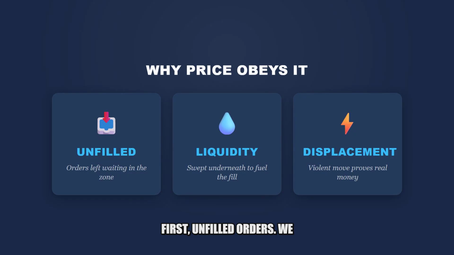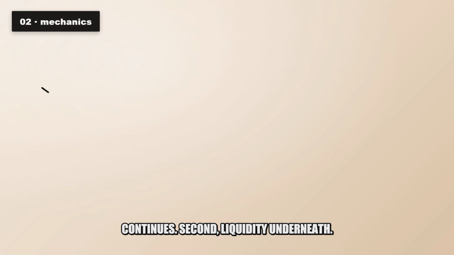First, unfilled orders. We said it. The institution couldn't get its whole position filled at once. The remainder sits there like a limit order waiting. Price returns. Those orders execute. The move continues.